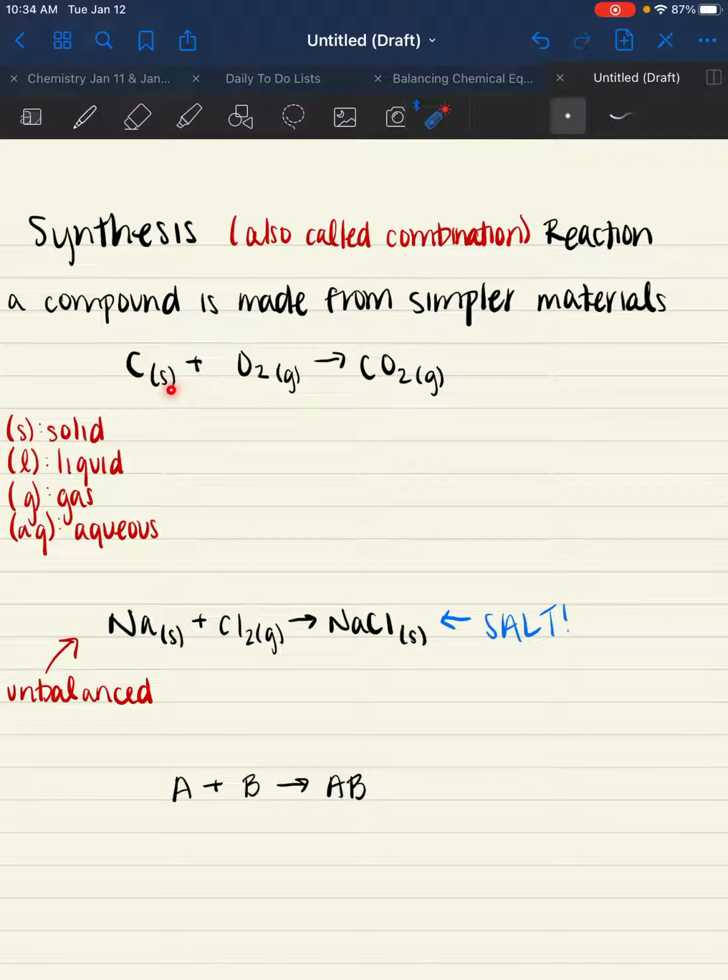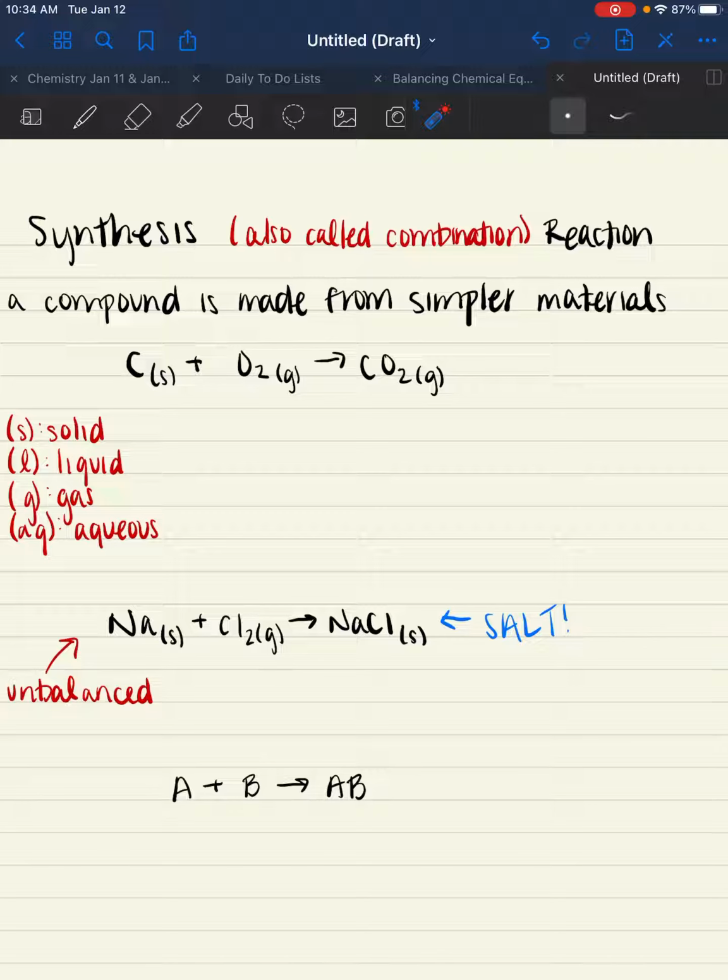So this little S next to carbon is just telling you that it is a solid. So you will see a couple of different options. The S in parentheses will mean solid. The little cursive L will tell you that it's a liquid. G will tell you it's a gas. And then this AQ means aqueous. Aqueous essentially means that it is dissolved in a liquid. Usually that liquid is water.